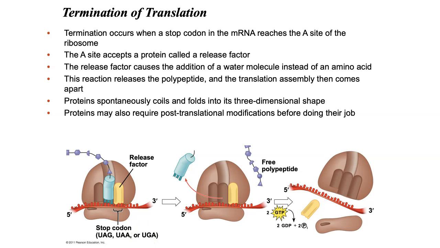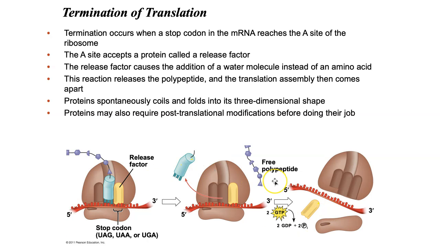When the ribosome comes across a stop codon in the A site, the A site is going to accept a protein which is called a release factor. So that's this yellow protein. The release factor binds into the A site, and this reaction releases that polypeptide that we just created. This is our linear chain of amino acids, and then this whole translation assembly comes apart.